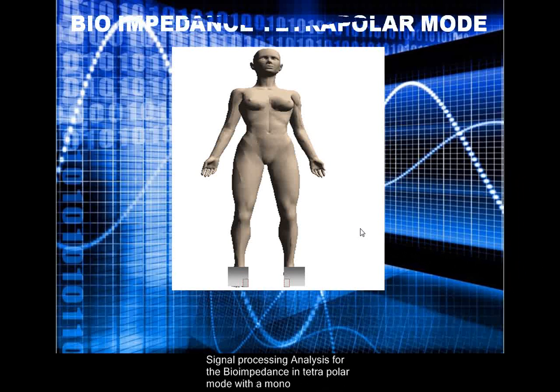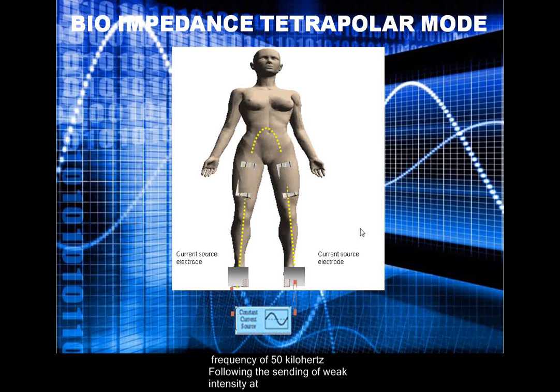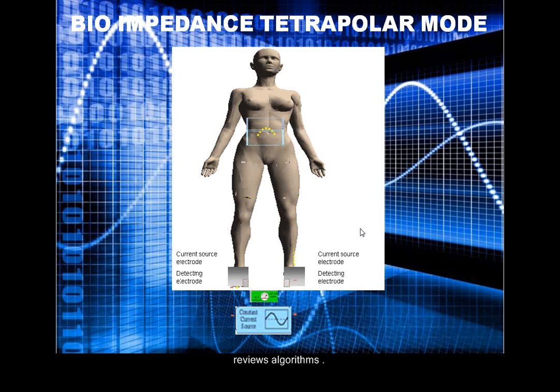Signal processing analysis for the bioimpedance in tetrapolar mode, with a mono frequency of 50 kHz following the sending of weak intensity current through active tactile electrodes. The sensor measures the resistance and the reactance between two other passive tactile electrodes, and provides estimated body composition parameters from the peer reviews' algorithms.